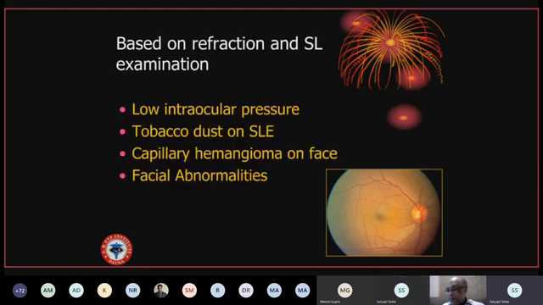Low intraocular pressure. When the patient has low intraocular pressure, what features will you see on the retina? You will see choroidal detachment. Okay, so that will be missed if you don't do it indirect. So Tuberous sclerosis, SLE, capillary hemangiomas on the face. You look for other retinal hemangiomas and facial abnormalities.